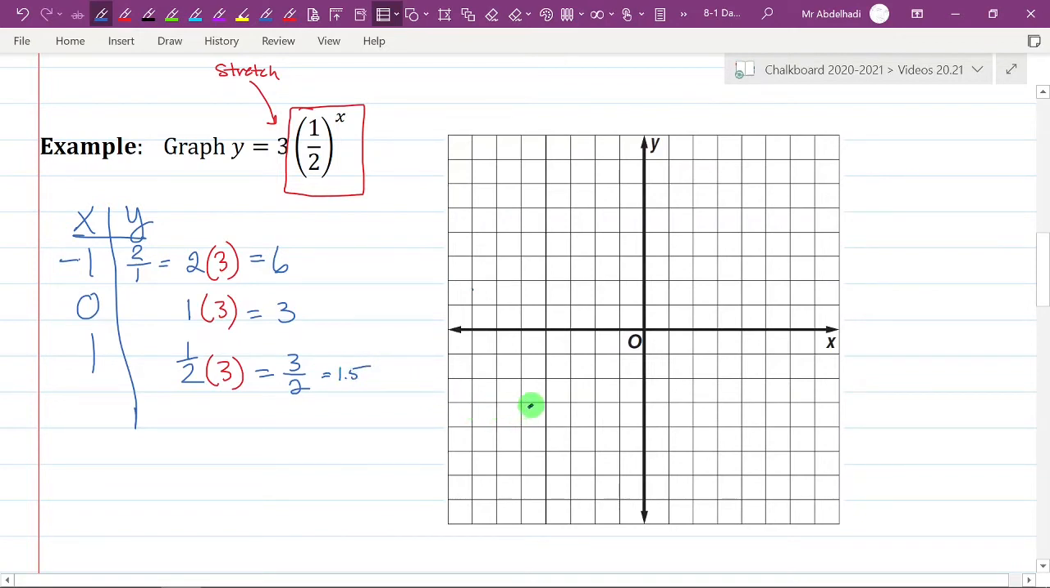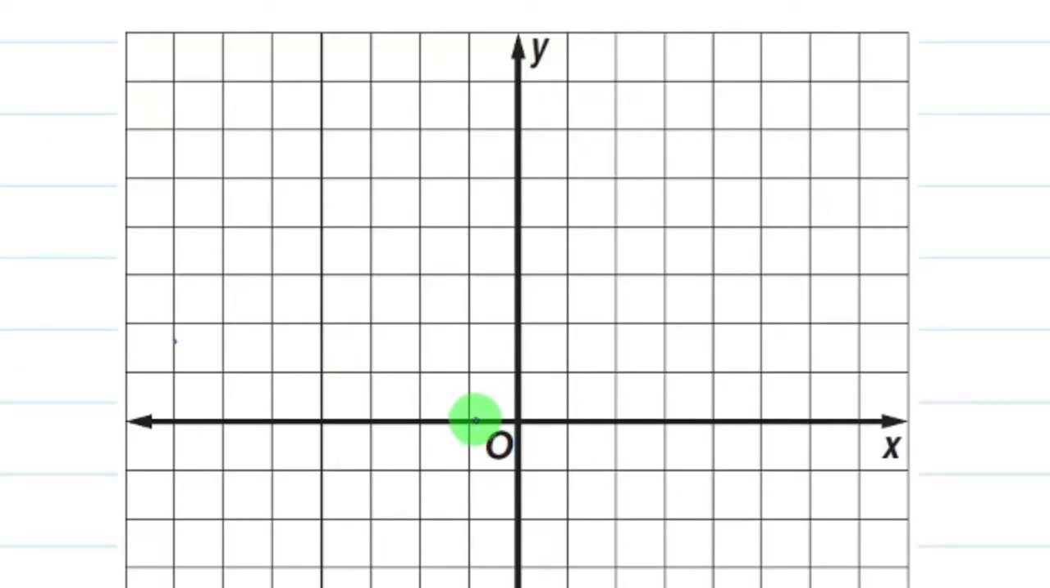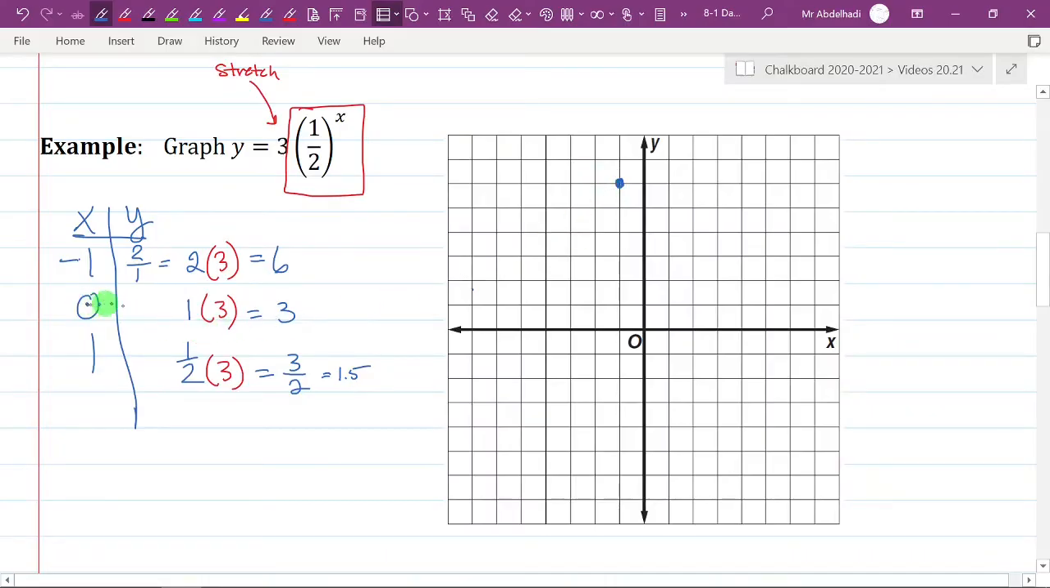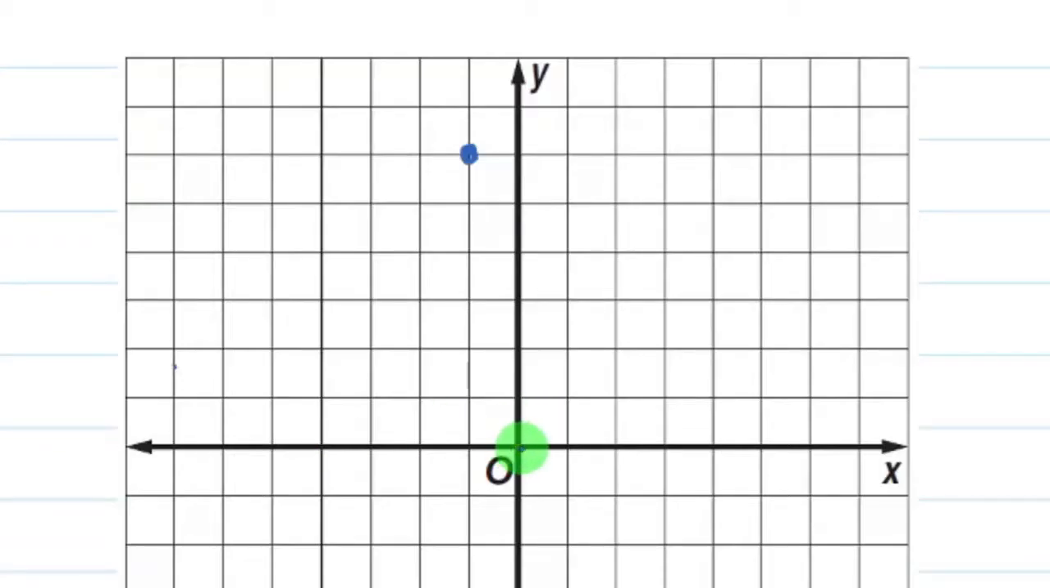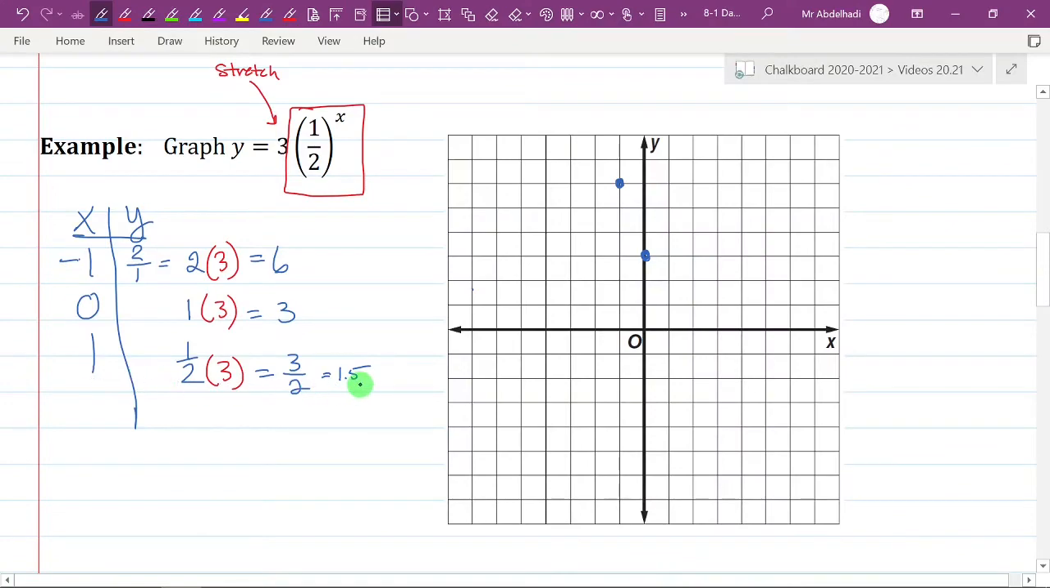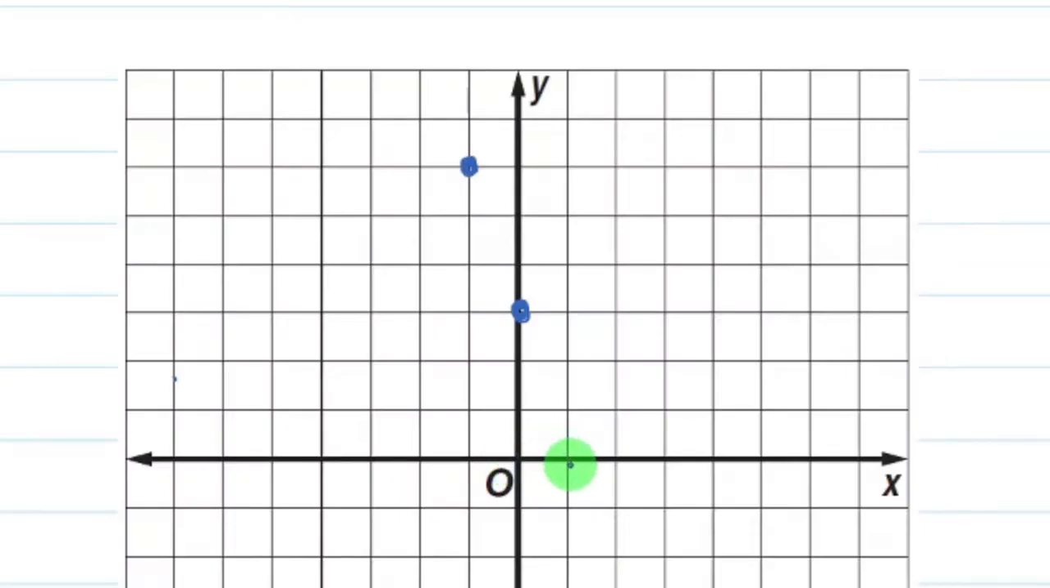Okay? Now, there are no shifts to worry about, so I don't have to move my x-axis or my y-axis. I'm going to use the regular origin because there are no shifts here. And let's see, we've got -1, 6. So starting from here, -1, +1, 2, 3, 4, 5, 6. We're starting way up here. 0, 3. Well, here's 0. We're going to go 1, 2, 3. And there's that. Then 1, 1.5, or 3/2. Here's 1, and then up 1.5 would be right about there.